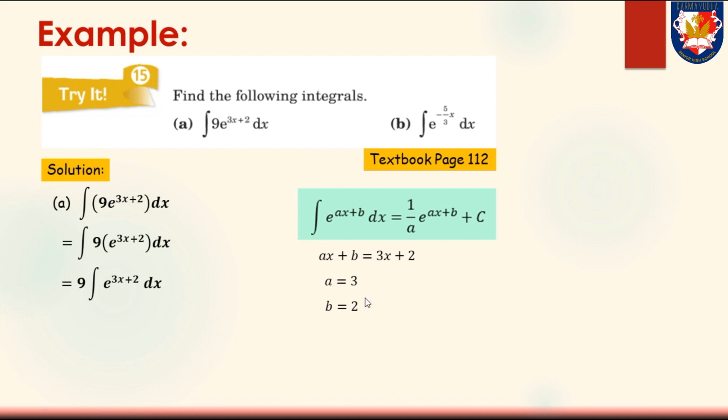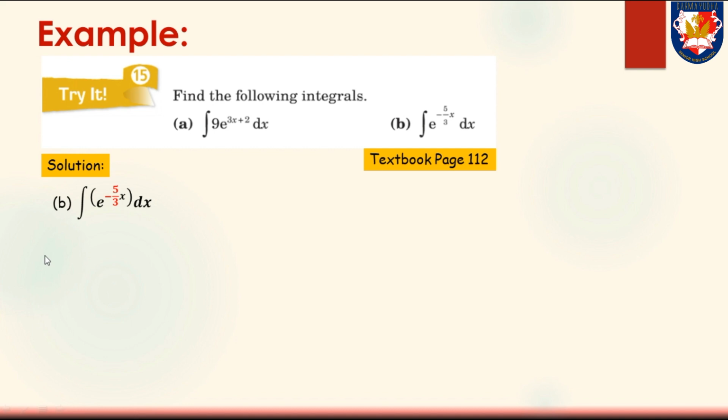We substitute the values of a and b directly into the formula. So we obtain 9 times 1 over 3 e to the power of 3x plus 2 plus c. Simplifying this will give 3 times e to the power of 3x plus 2 plus c.